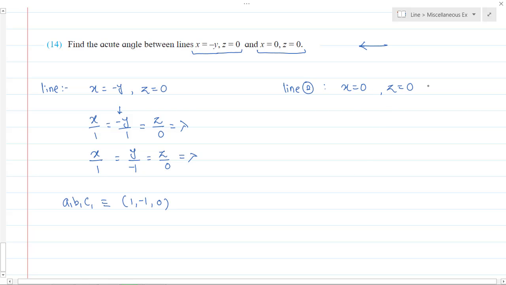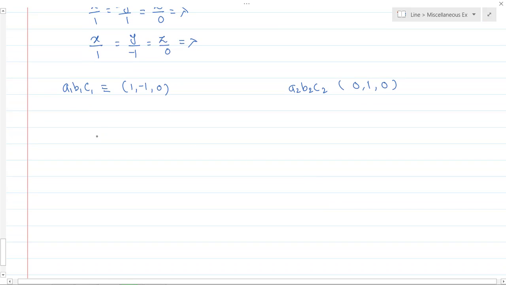What about the second? Similarly, they have given the y axis. So what is the direction ratio of the y axis, a2 b2 c2? It is nothing but 0 comma 1 comma 0. So let's have b1 and b2 bar. b1 bar will be i minus j plus 0k, and b2 bar will be 0i plus j plus 0k. Okay, let's have b1 bar dot b2 bar.